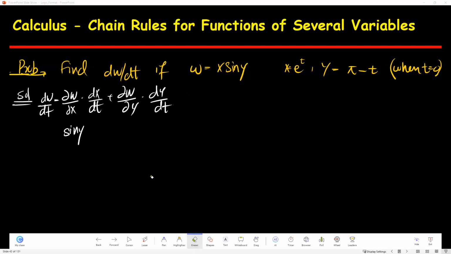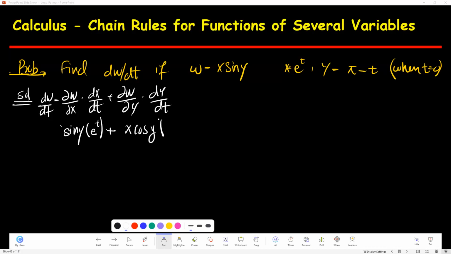So we know how we solve it side by side. And inside the parentheses, I'm going to write e to the t, dot, plus the partial derivative of w with respect to y. So dw is here, dy is here. The answer would be x cos y, and when you take dy over dt, it's going to be minus 1. Okay.